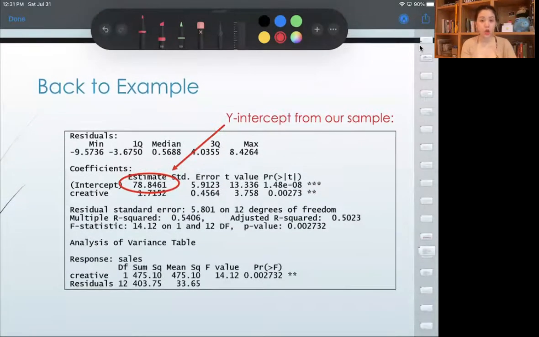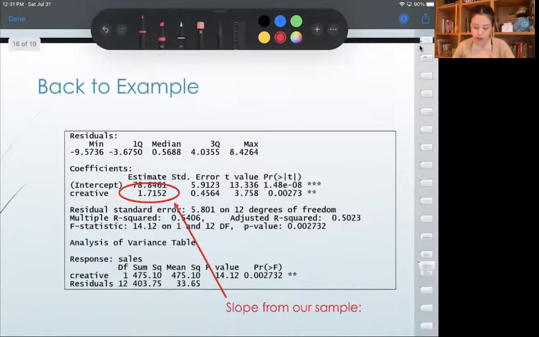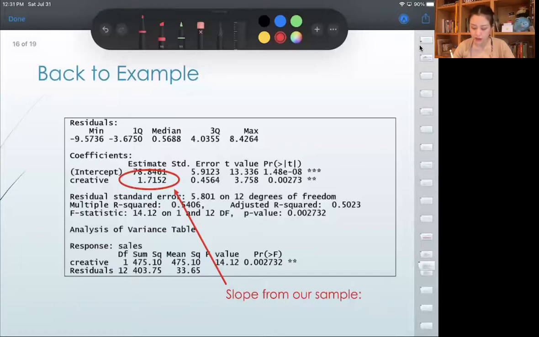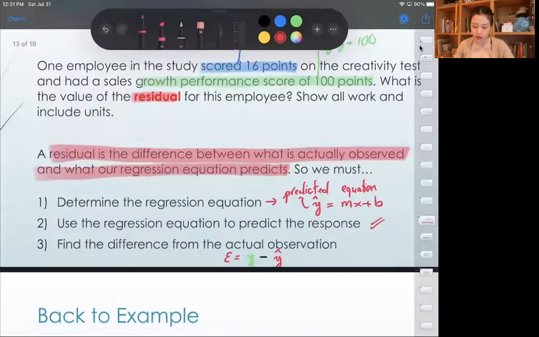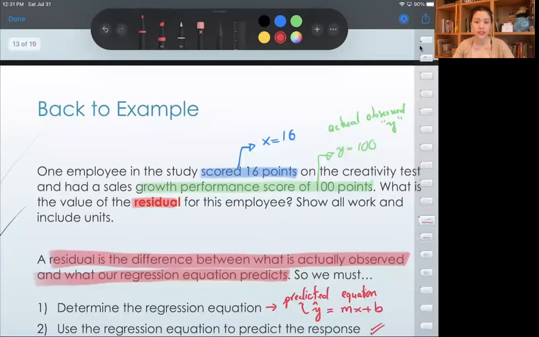So what do I need? I need the slope, and I need the y-intercept. Here, 78.8461, that's your y-intercept. That's b. So I have one of them. Here is the slope of our example. That's creativity. That's the slope, that's m. And what is x? Well, they give you x right here, like the blue one right there: x equals 16.